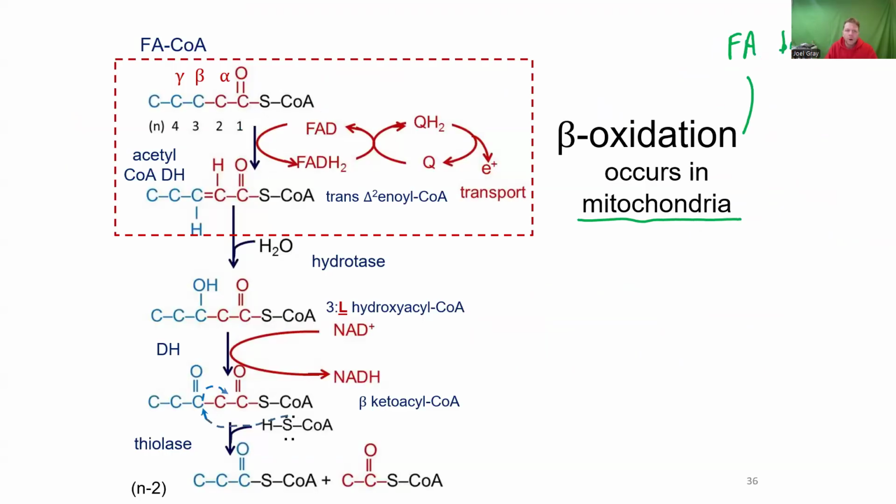Okay. Now, when you think about beta oxidation, I want you to think about this also as a high energy yielding process. Now, we have a fatty acid that is covalently bound to coenzyme A. This is where that FA-CoA comes in.